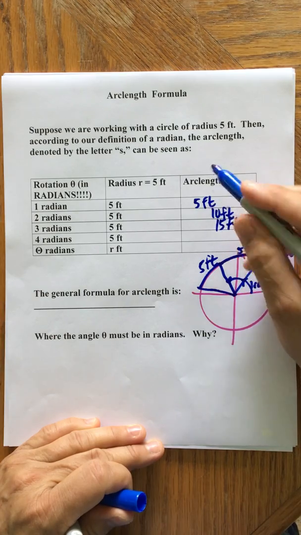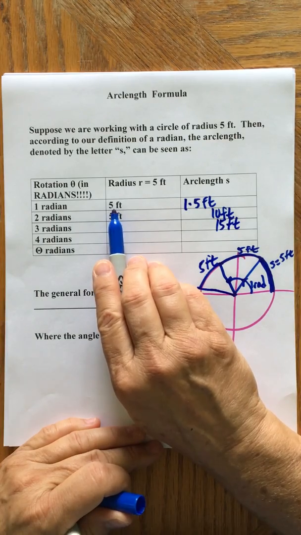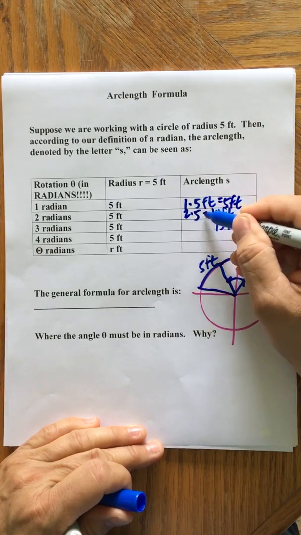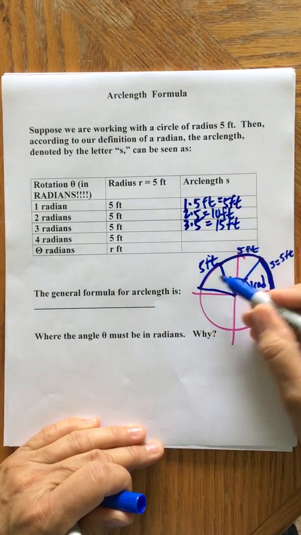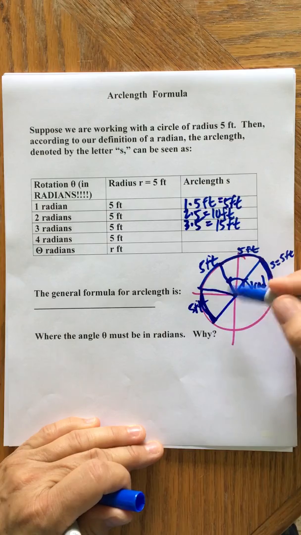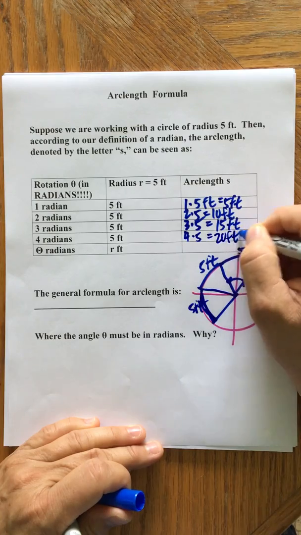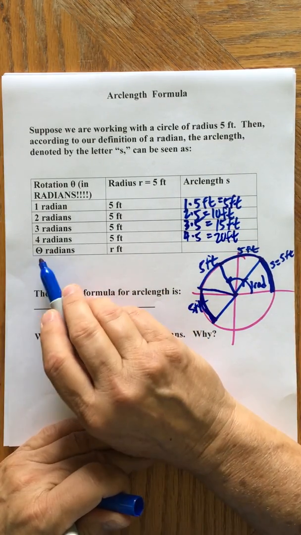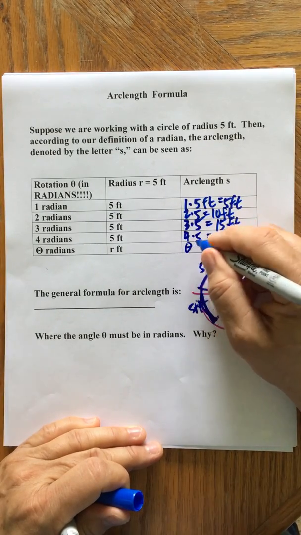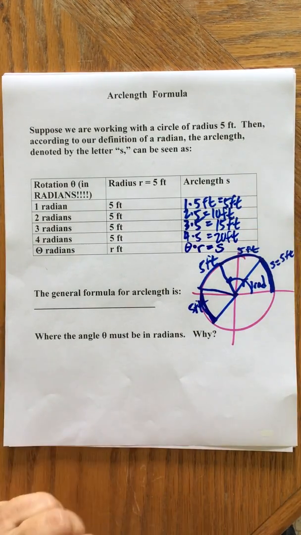And if we keep doing this, what we're going to find is that if you multiply theta, the radian, times the radius, you get the arc length. 2 times 5 gives 10, 3 times 5 is 15, and then we go to 4 radians, for example, maybe here, that's another 5 feet, and you'll see you have 20 feet, so 4 sets of 5 feet. So in general, as long as your angle is in radians, if you multiply the angle rotation in radians times the radius of the circle, you'll get the arc length that's generated.